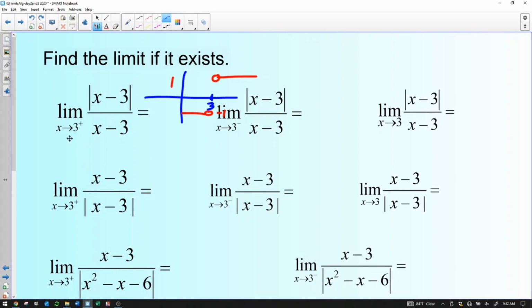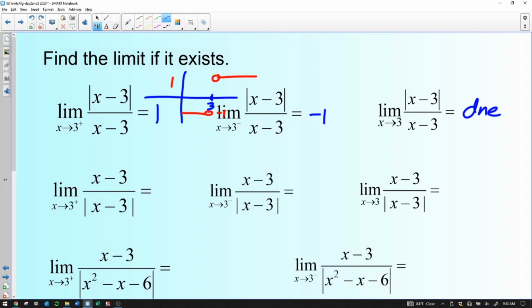So looking at this graph, as x approaches 3 from the right, what's your y value? 1. As x approaches 3 from the left, what's your y value? Negative 1. What if you drop the left and the right? What is your limit now? D and E. Is everybody good there?